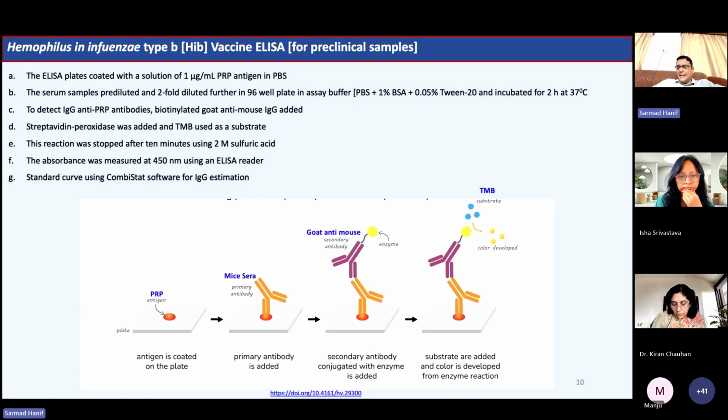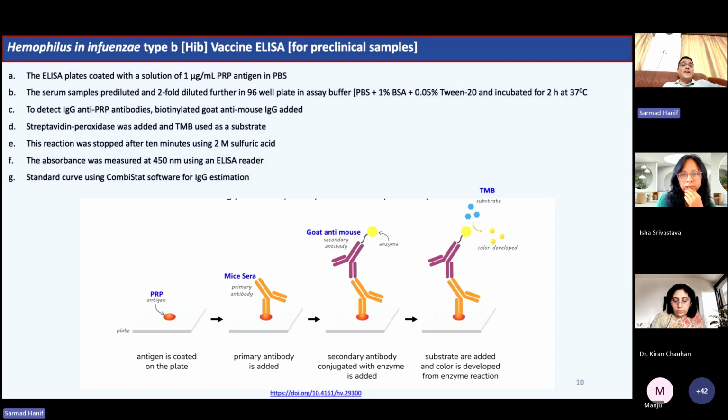At the top, it shows that the ELISA plates are coated with 1 microgram per ml PRP antigen in phosphate buffer saline. I told you that for the 96 well plate, it will be 1 microgram per ml. So you are coating 100 microliter, so it will be having 100 nanograms. For coating, it is not 1 microgram. 1 microgram per ml is the stock solution. You are just coating 100 microliter per well. It will be having 100 nanograms if the stock concentration is 1 microgram per ml.